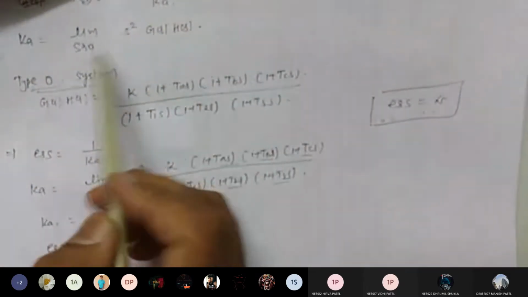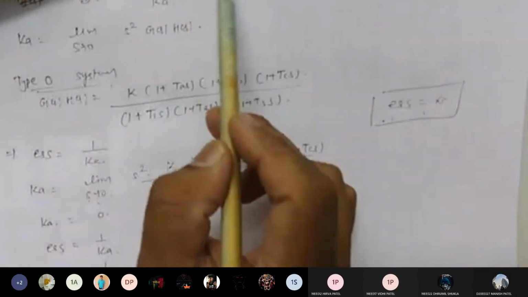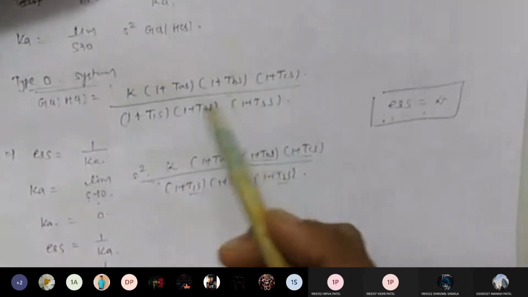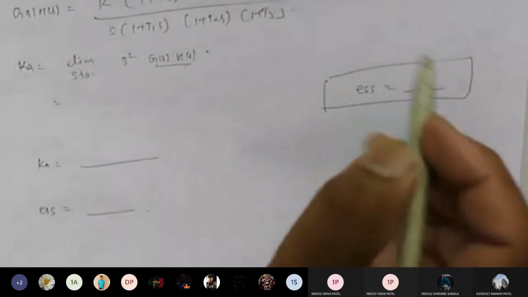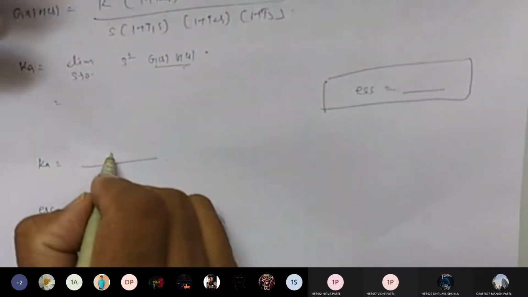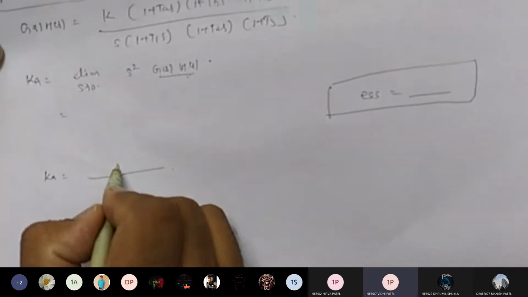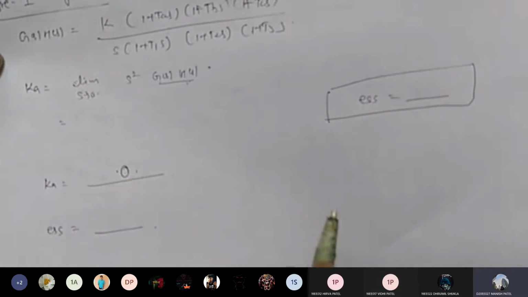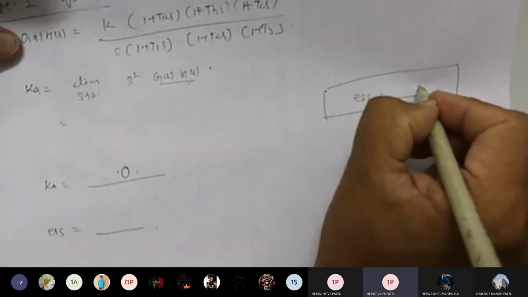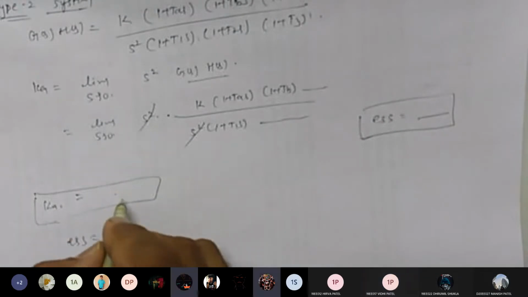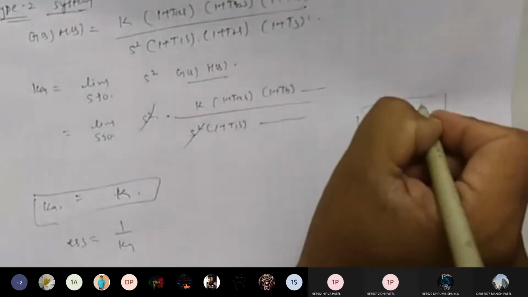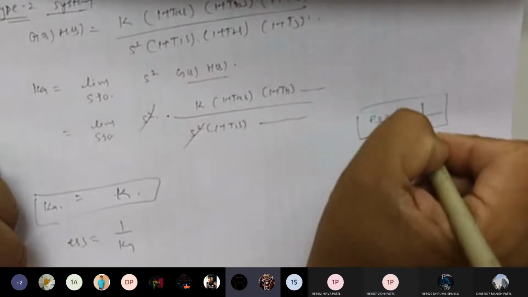Then we have taken the parabolic input. Type 0 system, ESS is equal to infinity. Type 1 system, we have taken KA, answer is 0, so ESS is infinity. Type 2, KA is K, ESS is 1 upon K.